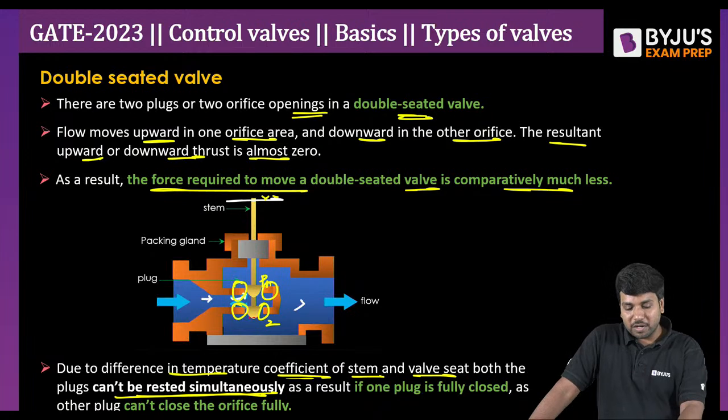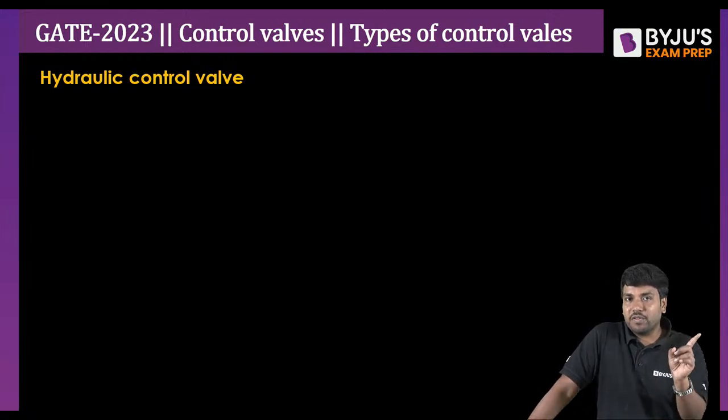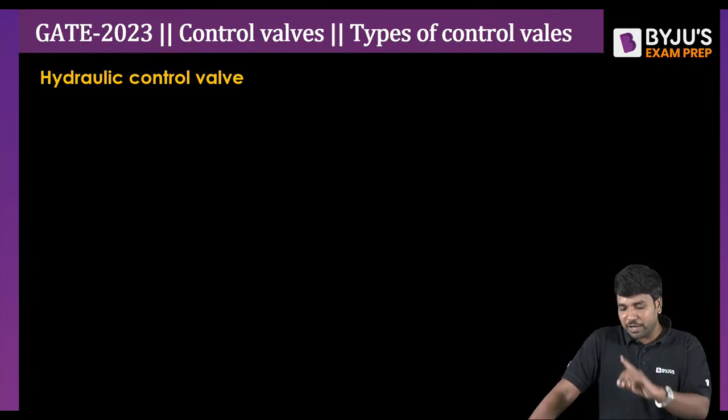So is it clear so far? So far I have explained clearly how we can see the difference in the control valve based on the number of plugs, single seated valve and double seated valve. Is it clear to all of you or not?